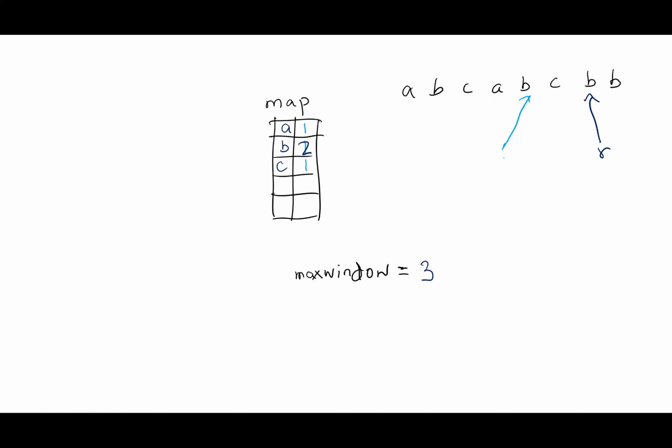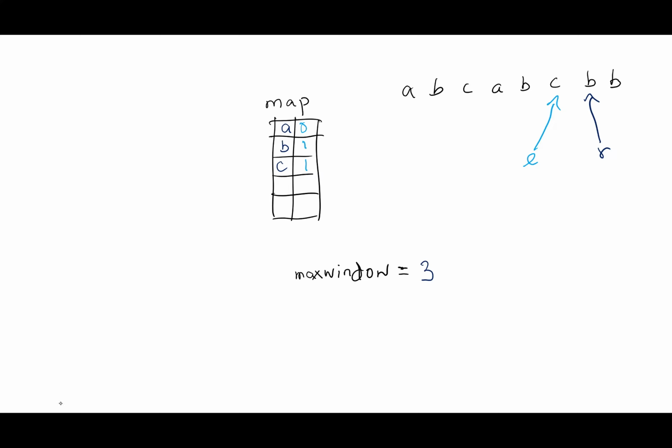I shrink again. A becomes 0, but still it's invalid, right? I have to shrink further. Now it's valid. Now you see it's valid. Now the valid one becomes 1. So now it's a valid window.